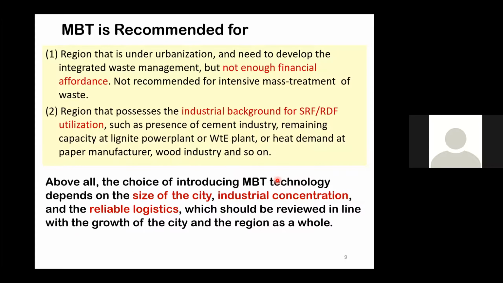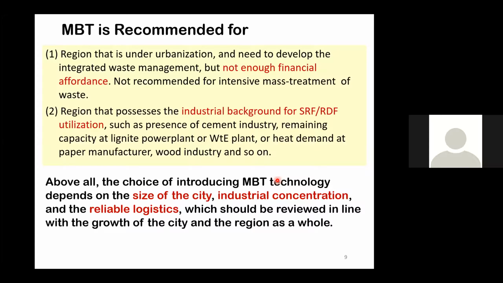So if we talk about the benefit or recommendation in the regional society, MBT is recommended for the region that is under urbanization or under development and needs to develop integrated waste management without enough financial affordance, because MBT is a very reasonable and sustainable way.